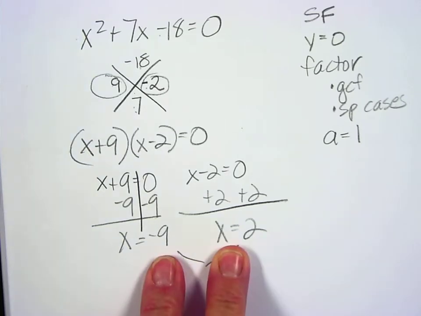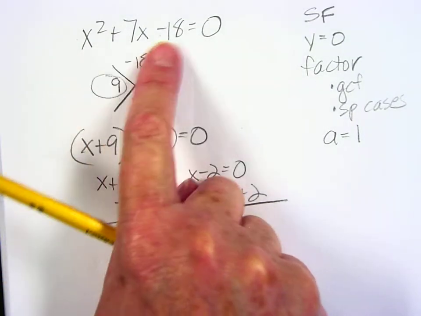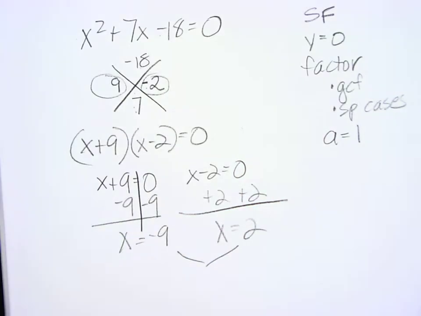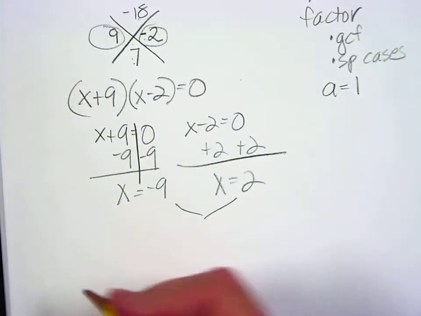If you plug those values one at a time back into this equation, it should equal 0. That'd be a great way to check it. Okay, number 5.